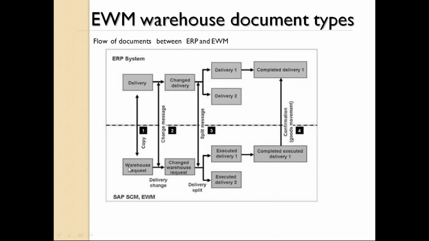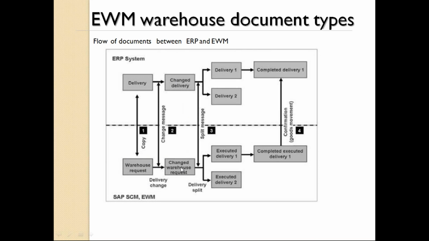creates a warehouse request. That is outbound delivery order or inbound delivery. If you change anything from the EWM side or on the ECC side, it goes and reflects back to the other system.